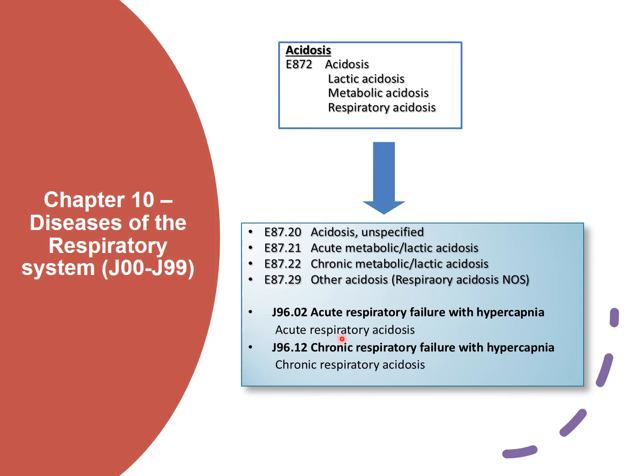And acute respiratory acidosis should be reported with J96.02, that means acute respiratory failure with hypercapnia. Chronic respiratory acidosis should be reported with J96.12, that is chronic respiratory failure with hypercapnia.